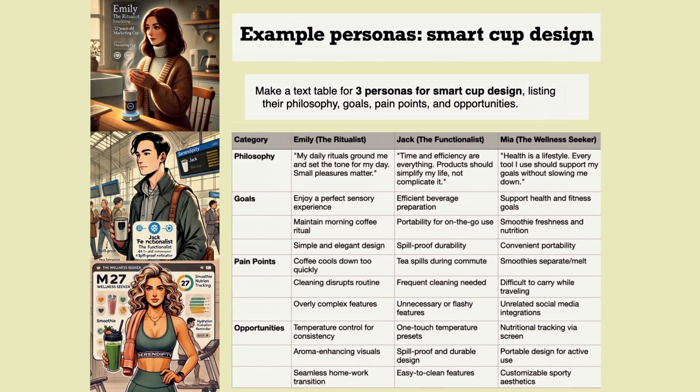So here's some example personas. This is for a smart cup design. This is assuming you've already explained in the thread with ChatGPT what your smart cup design project is about. But then you just say, make a text table for 3 personas for smart cup design. List their philosophy, their goals, and their pain points and opportunities.